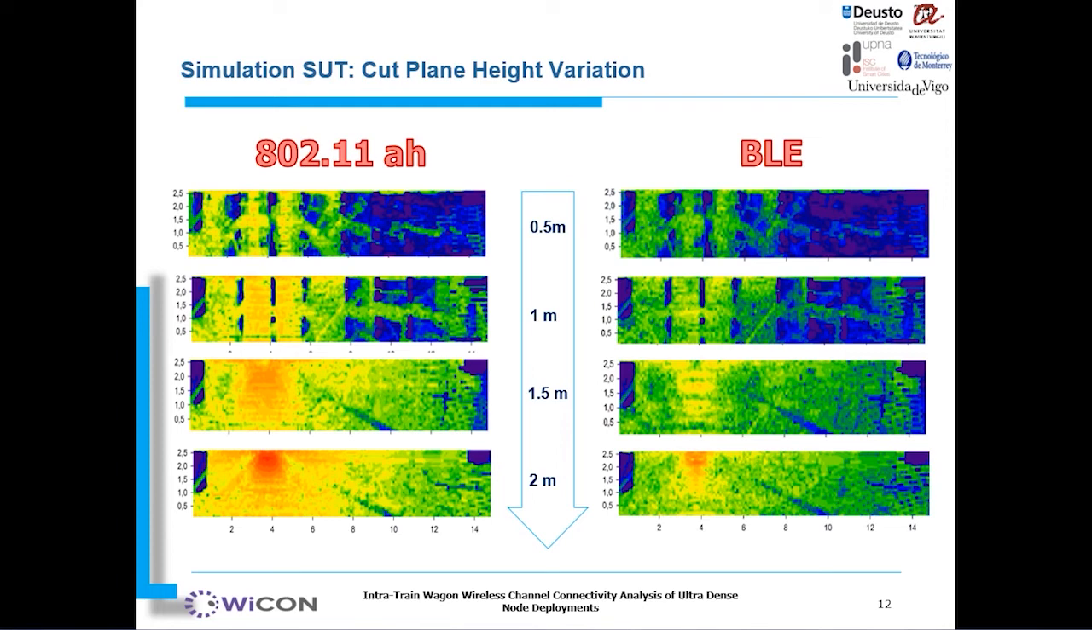Of course, 2 meters is going to be closer to where our transmitter antennas are located, and this is the reason why we see higher received power levels. As we start going down, these received power levels become lower. It's interesting to see what happens at 1 meter or 0.5 meters. We can see that these distributions are strongly affected, and this is given by the presence of the seatings inside of the wagon.